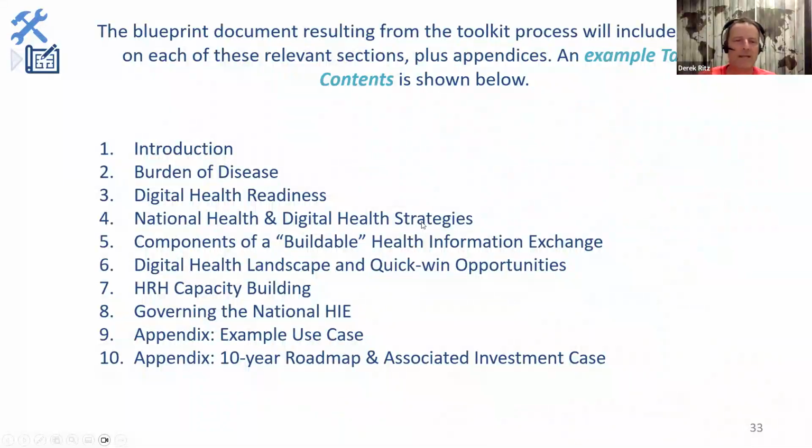This is what the example table of contents looks like on this blueprint when it does get published. And it documents faithfully what came out of the workshops. This is what the burden of disease is in the country. This is what our digital health readiness is. This is how well aligned our digital health strategies and our health strategies are to each other and to the burden of disease. These are the norms and standards for fill in the country, for Kosovo, for Cambodia, for Philippines, for South Africa, for Myanmar.